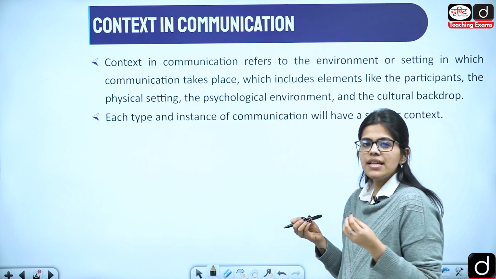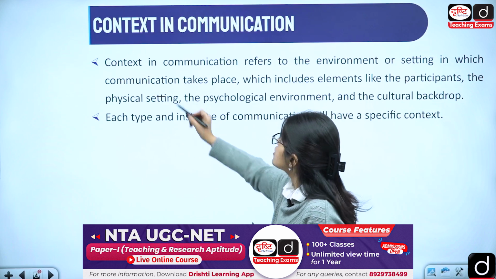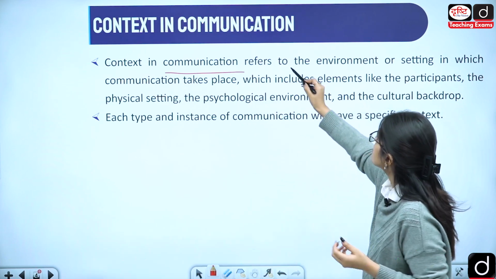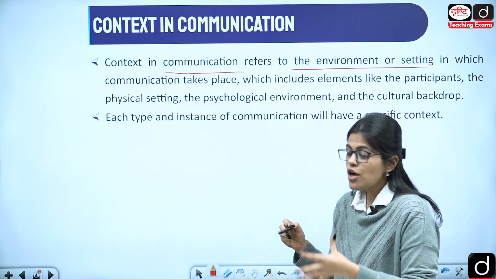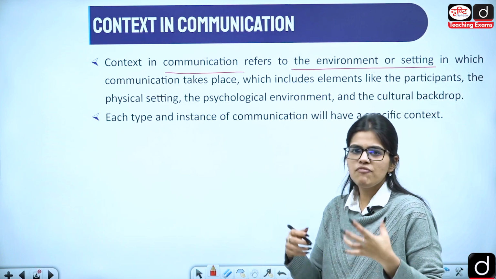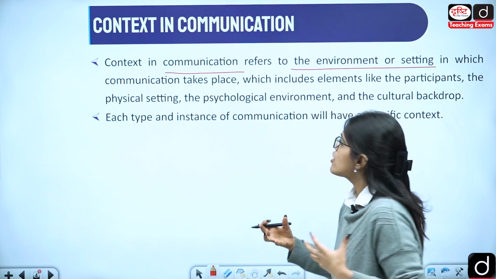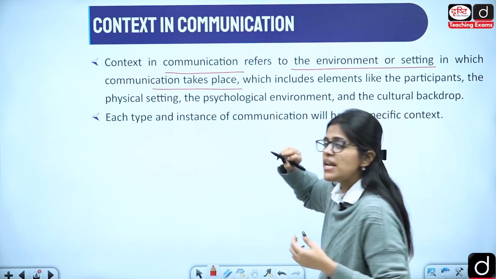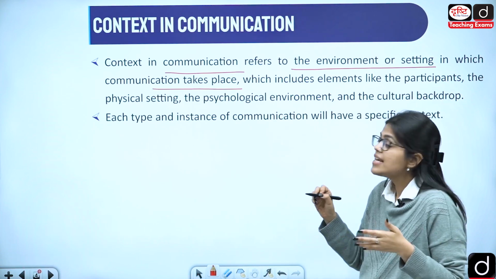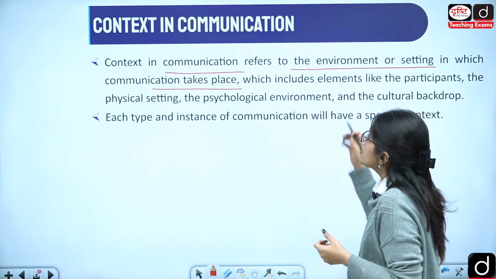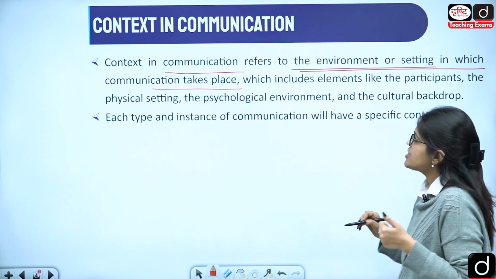So what is basically context in communication? Let us see that. What is context? Context in communication basically refers to the environment or the setting in which the communication is taking place. What is communication? You are talking to someone, you are exchanging facts, figures, symbols. This exchange is called communication. So communication takes place always in a given context at a given point of time, and that is called the context of communication.